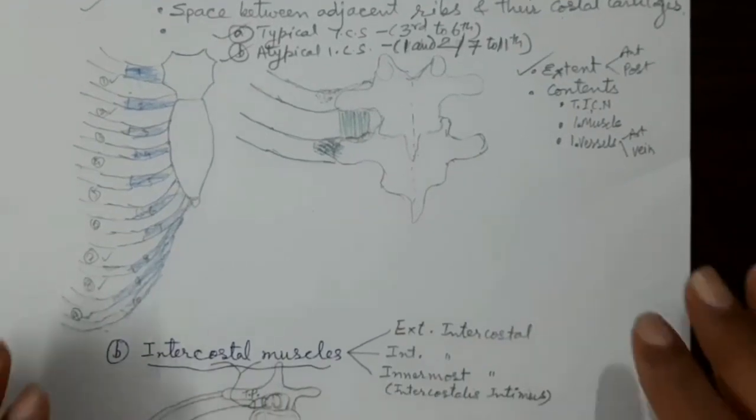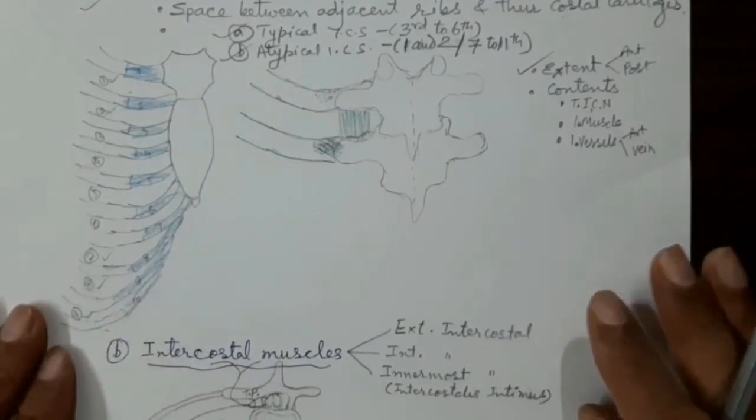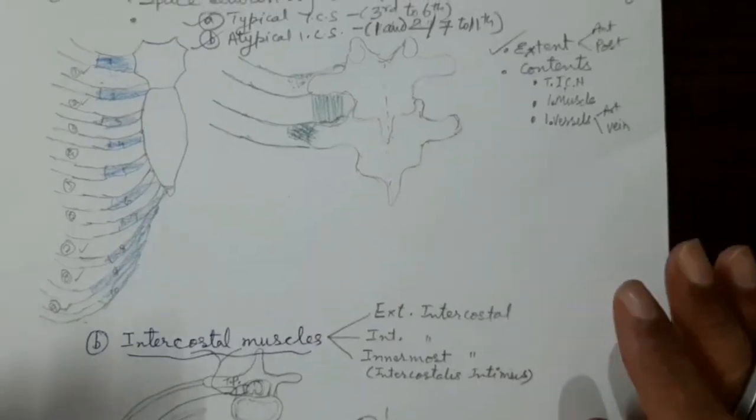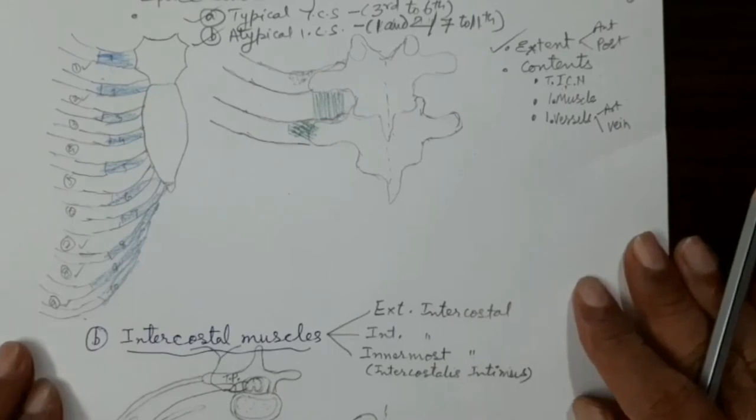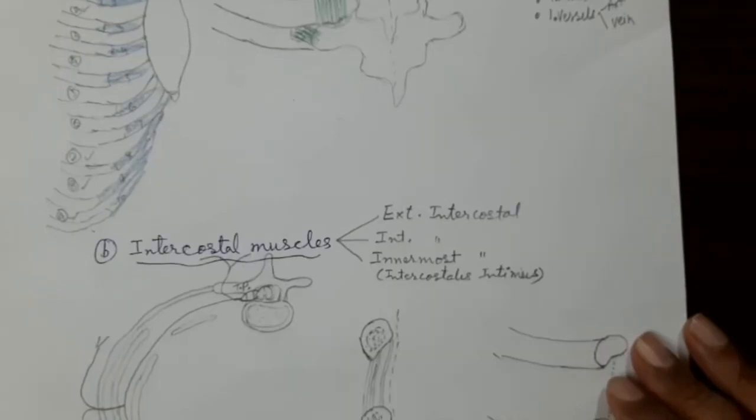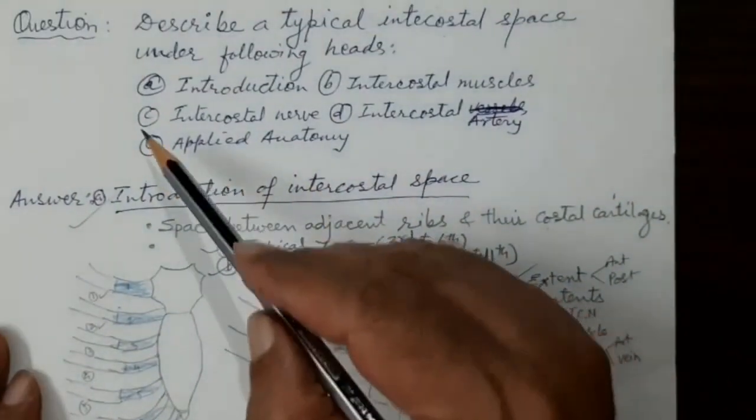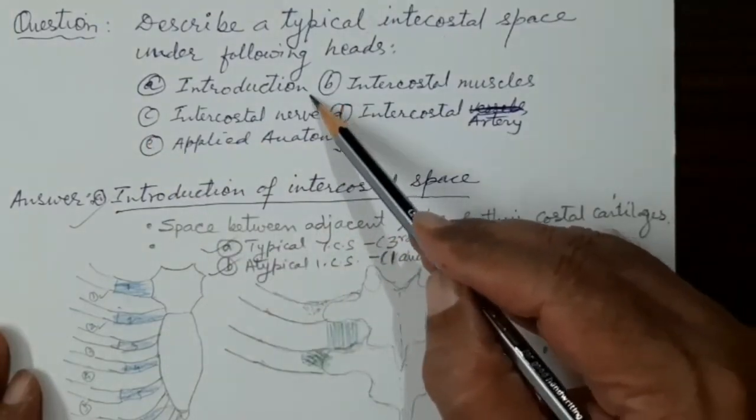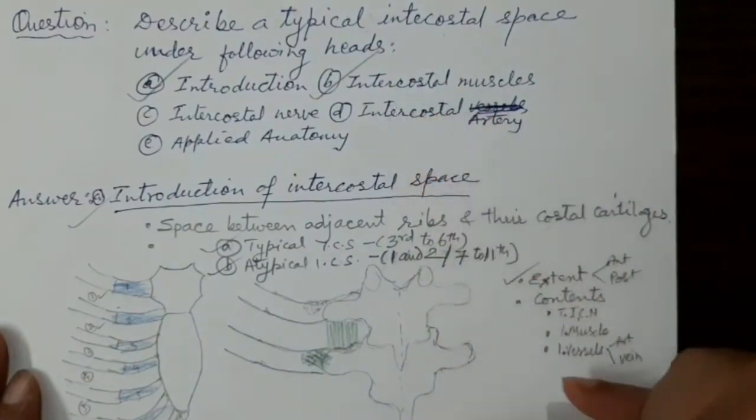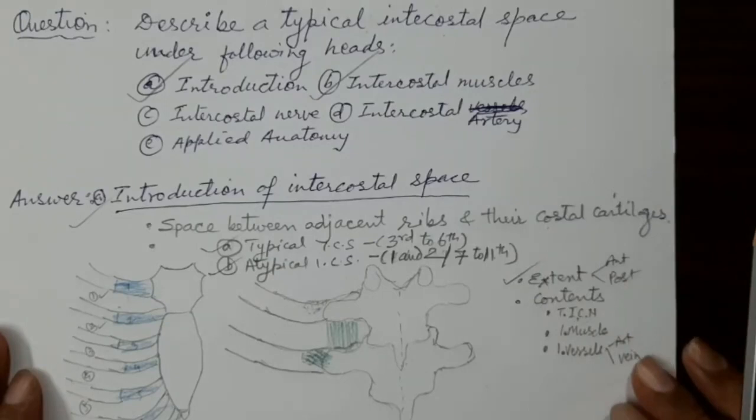intercostal space, and then you have to tell about the extent of the intercostal space anteriorly and posteriorly. Then you have to tell about the contents of the intercostal space. Okay, intercostal artery, nerves, muscles. Now we come to the second aspect of this question, and which was the second aspect? It was the intercostal muscle. So we have completed the introduction of the intercostal space itself and now the intercostal muscle.